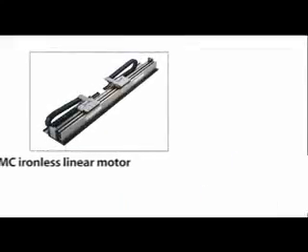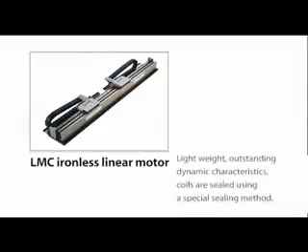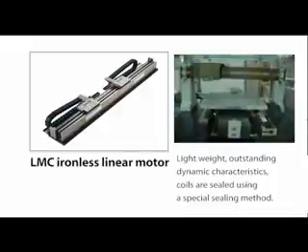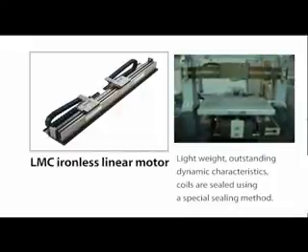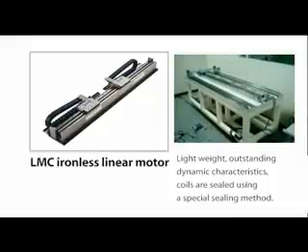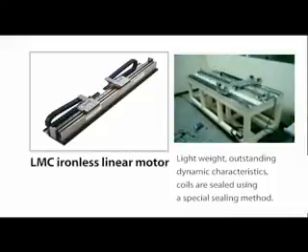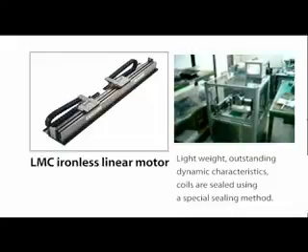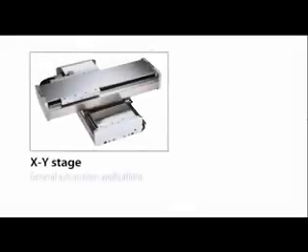LMC Ironless Linear Motor Series. LMC synchronous linear motors are natural-born sprinters. They are lightweight and have outstanding dynamic characteristics. This is because there is no iron core, and the coils are sealed using a special sealing method. The motor only has to bear a small amount of its own weight while operating. The secondary side contains a U-shaped stator made with a permanent magnet.